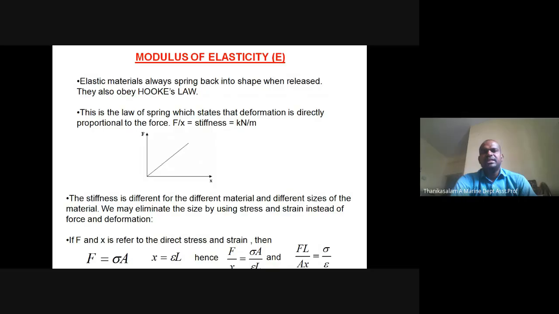We may eliminate the size by using stress and strain instead of force and deformation. We know stress equals force divided by area. Therefore, force equals sigma times A. We know strain equals change in length divided by original length. Therefore, change in length equals strain times L. By Hooke's law, stress is directly proportional to strain. Therefore, sigma by strain equals, applying all these values, F by X, A, L, therefore FL divided by AX.